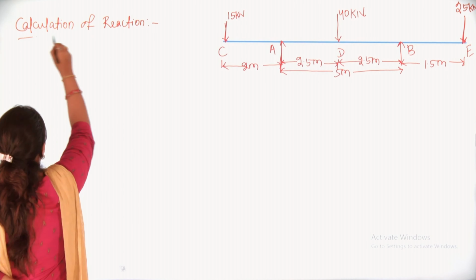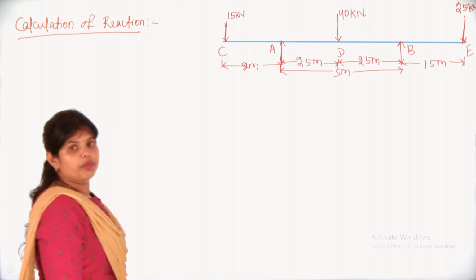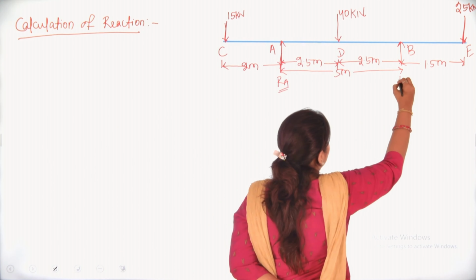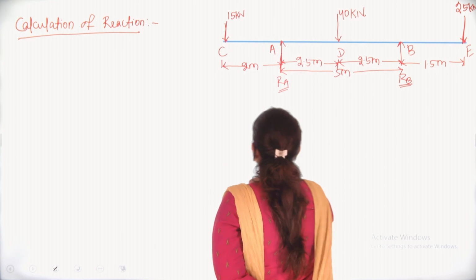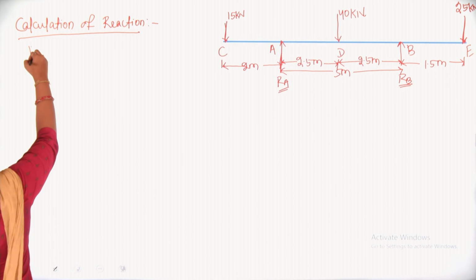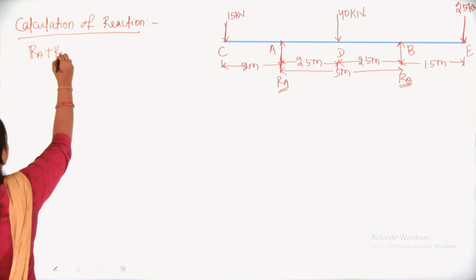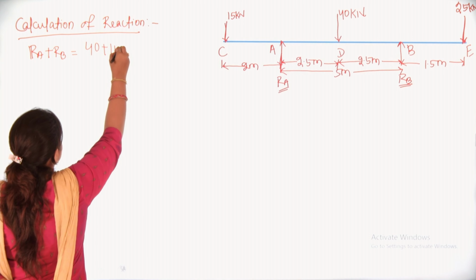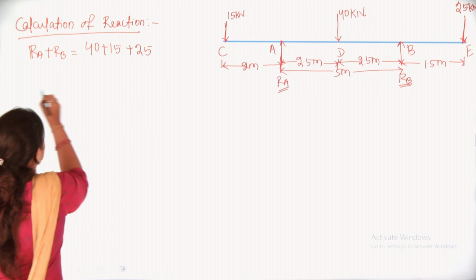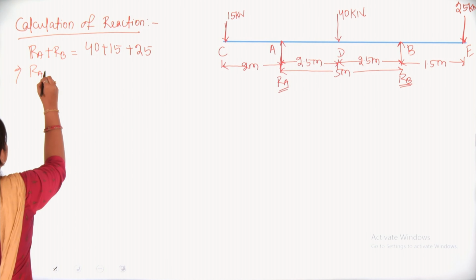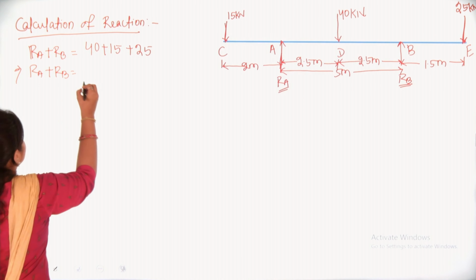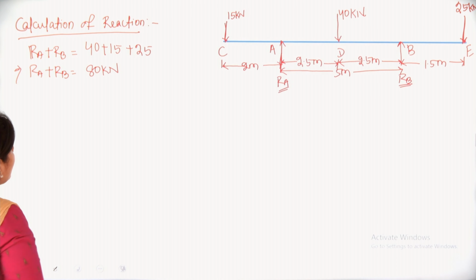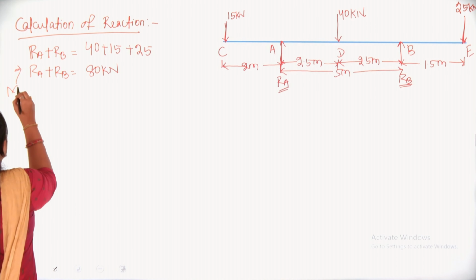So first we will calculate the reactions. We know that reaction forces appear in the case of supports. So here we will have one RA, and reaction RB will be here. So RA plus RB will be this 40 plus 15 plus 25. So RA plus RB is going to be 80 kilonewton.